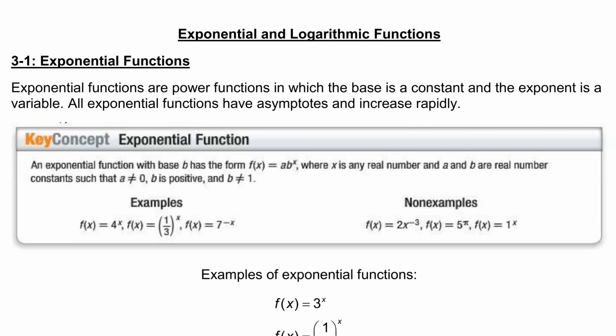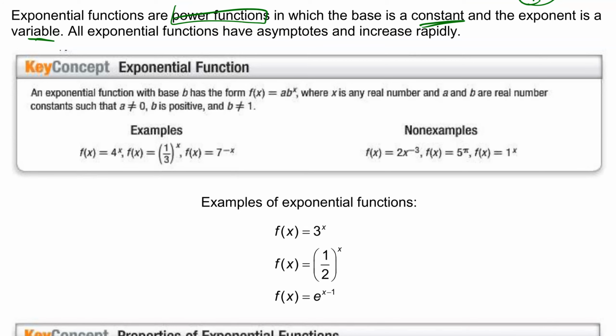So exponential functions are power functions, right, where the base is a constant and the exponent is the variable. So for instance, 2 to the x, this is a power function. Maybe like pi to the x, you have a constant as your base and your exponent is going to be a variable. So all exponential functions have asymptotes and they increase rapidly. So here are a couple of examples.